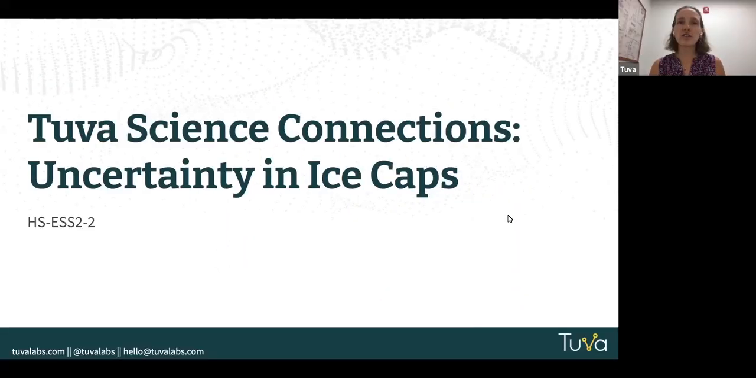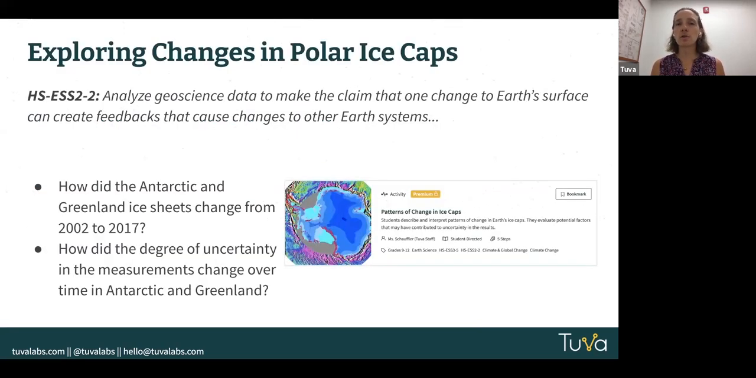Hello, welcome to our next Tuva Science Connections, where we're going to be exploring uncertainty in ice caps, where we're helping our students work with the performance expectation of HS-ESS2-2, where our students are looking to analyze geoscience data to make a claim that one change on the Earth's surface can create feedbacks that cause changes to the other Earth systems.